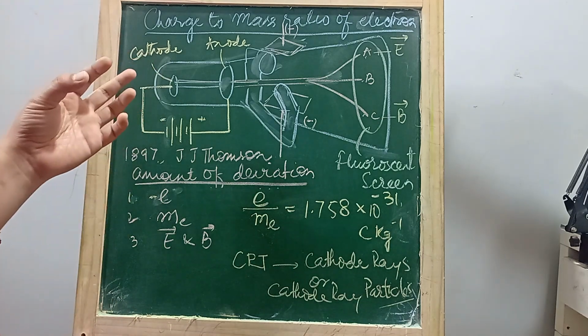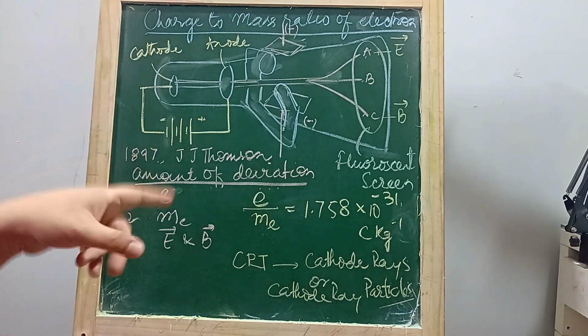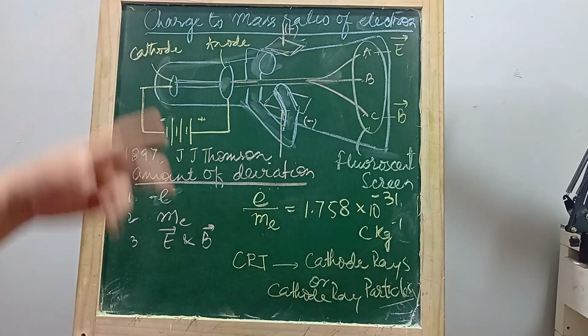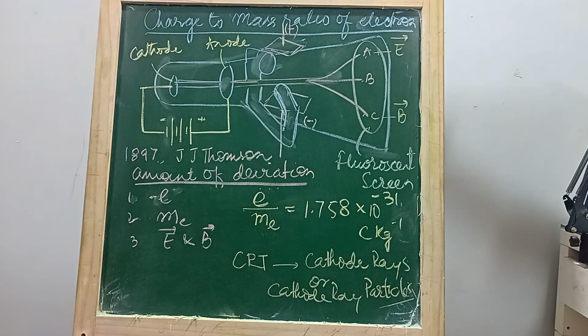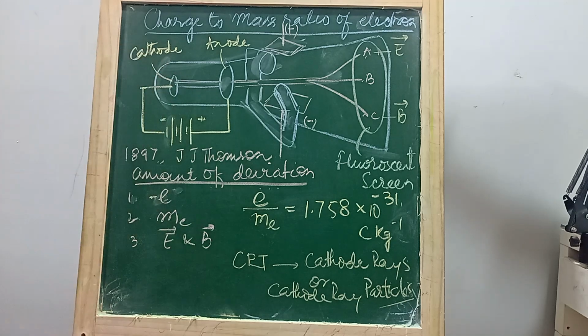So it turns out that electrons are one of the fundamental particles, and that too a negatively charged fundamental particle present in all matter. Here the matter we are considering is the electrode.